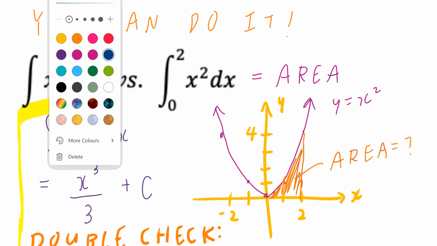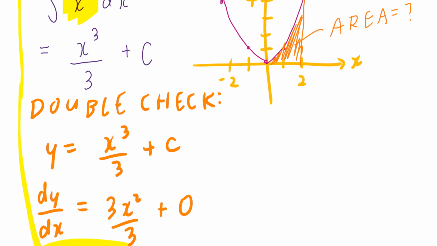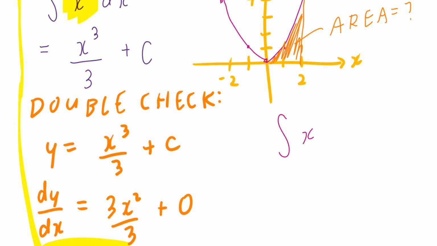Again, similar to the first case, first, find the antiderivative. So I'm going to copy the whole question again for you. So this equals x to the power 3 divided by 3. Again, the difference is you don't add a constant here. Instead, you're going to evaluate this from 0 to 2.